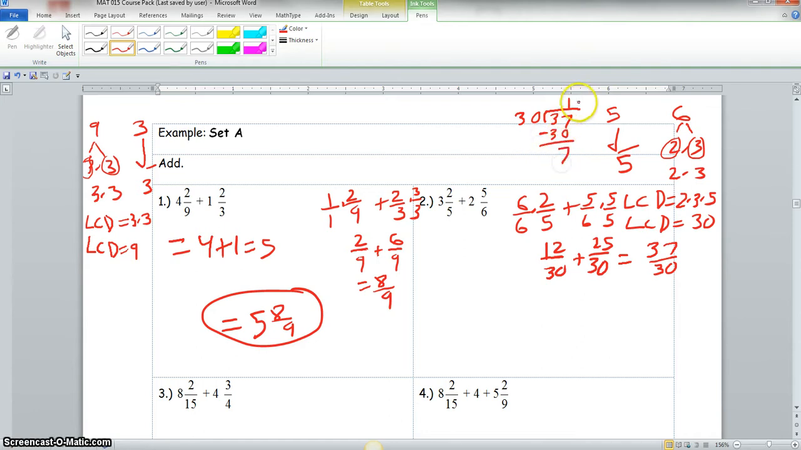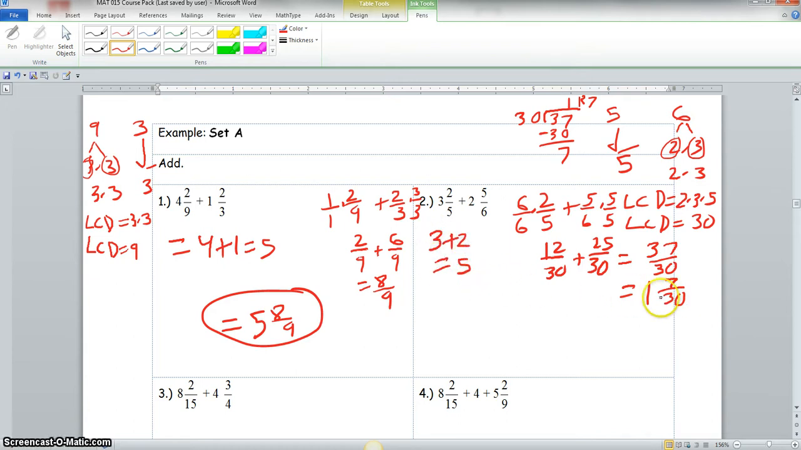37 minus 30 leaves us a remainder of 7. So this is really equal to 1 and 7 over 30. Now we're going to take our whole numbers here. We will add 3 plus 2, which we know is 5.